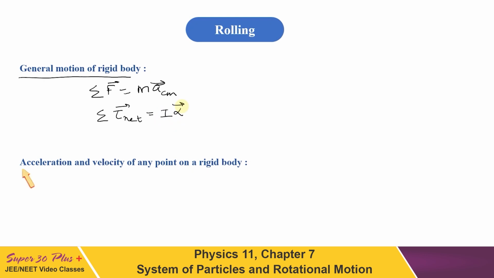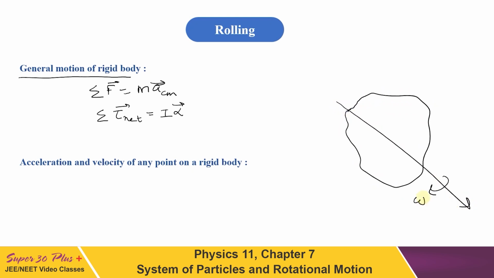Now let us see what are the acceleration and velocity of a point on a rigid body. So first let us draw the conditions for a rigid body. Let this be a rigid body which is rotating about this axis with omega. Let this point be O, which is the center of mass, and let the velocity of center of mass be in this given direction. Another point I am considering here, and with respect to O, it has position vector RAO.